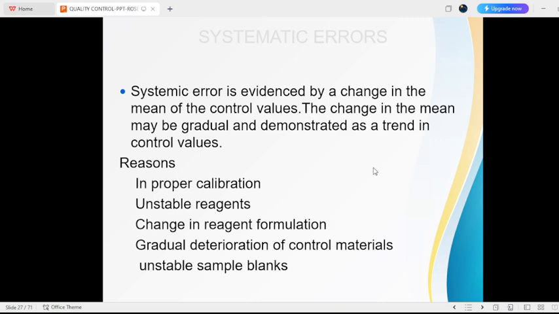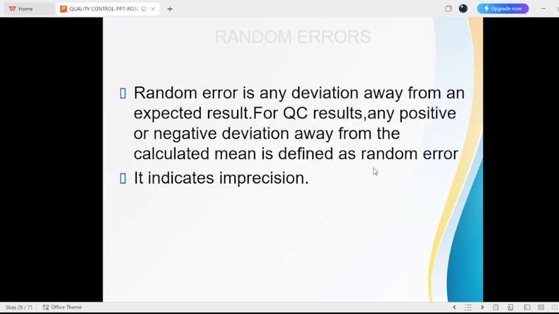Next, a little bit about the systematic errors. Systematic error is evidenced by a change in the mean of the control values. The change in the mean may be gradual or demonstrated as a trend in control values. The reasons mainly for systematic errors are improper calibration, unstable reagents, change in reagent formulation, gradual deterioration of control materials, and unstable sample blanks. Next is random error.